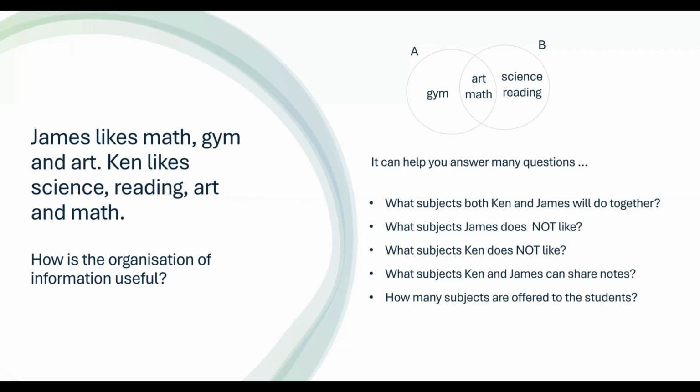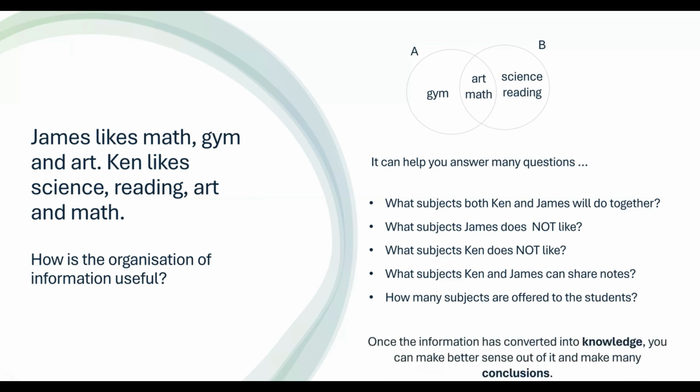Okay, how about how many subjects are offered to the students? How many different subjects? If you look at them, you can count them. So gym, art, math, science, and reading. So 5 subjects altogether. Now, you can see that once the information has been converted into knowledge, you can make better sense out of the information and you can make many conclusions.